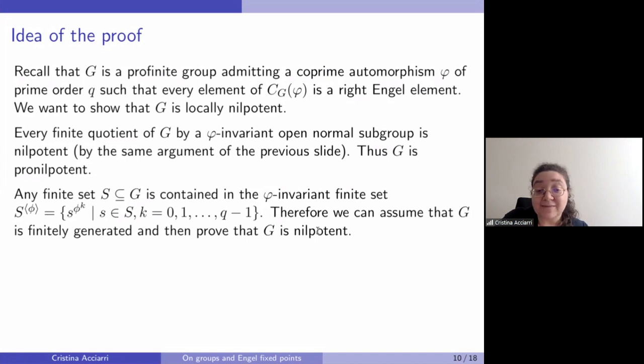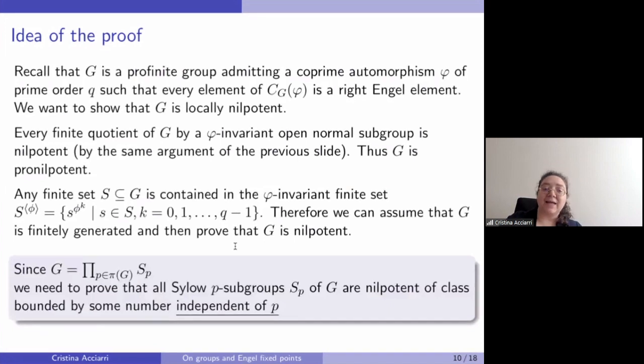Once you know this, in particular, you can assume that your G is finitely generated, and we prove just that G is nilpotent. So this is what we are going to consider. As I told you, G is the Cartesian product of Sylow subgroups G_pi, for any pi dividing the order of G in the sense of Steinitz numbers.